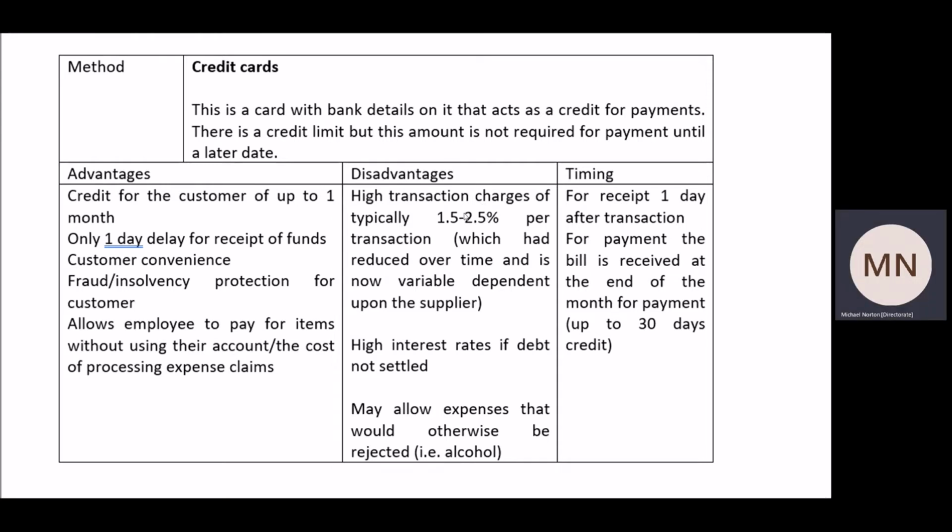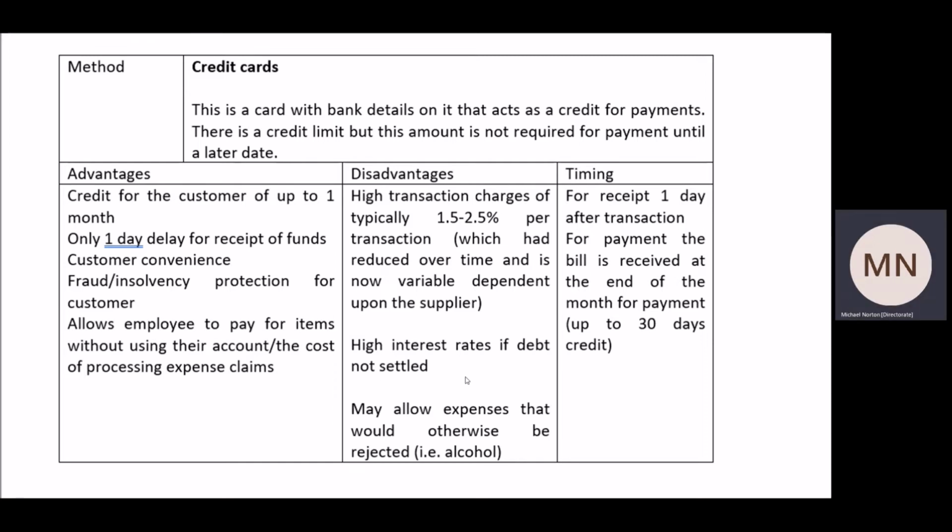The disadvantage is that it's not free money. There's a high transaction charge. Typically between 1.5 and 2.5% of the transaction is taken from the seller, as the bank charges the seller. Hotels are used to taking credit cards, and that's part of the deal. But if you try to buy £20,000 worth of computers from a computer wholesaler, that's not the deal, and they'll add that transaction charge onto the price.